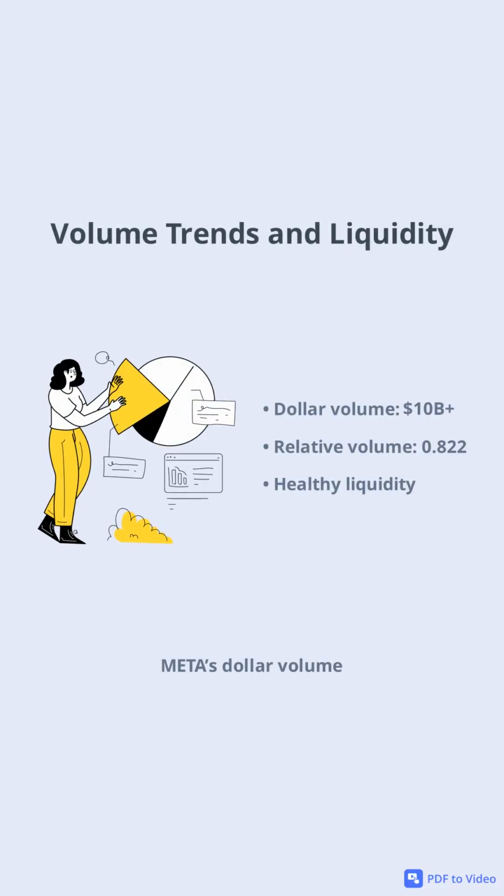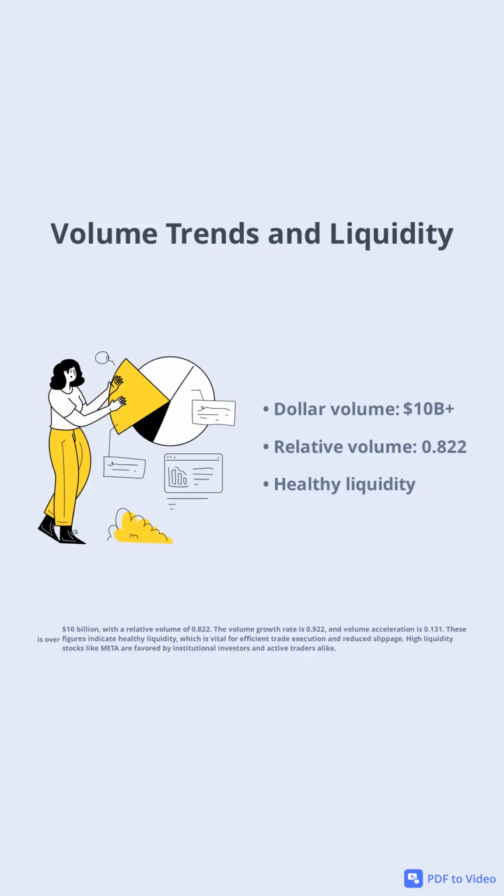Meta's dollar volume is over $10 billion, with a relative volume of 0.822. The volume growth rate is 0.922, and volume acceleration is 0.131. These figures indicate healthy liquidity, which is vital for efficient trade execution and reduced slippage. High liquidity stocks like Meta are favored by institutional investors and active traders alike.